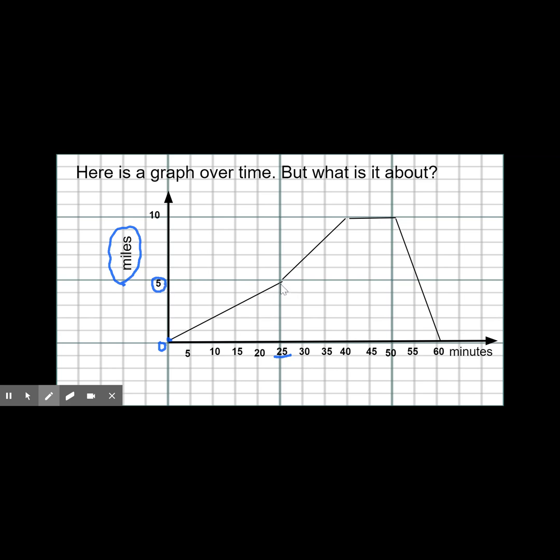In the second section, we continue away from home. Doesn't mean we're climbing a steeper hill, but we certainly are covering the same distance from 5 to 10. So we're covering the same 5 miles, but in a shorter amount of time. It's only 15 minutes, from 25 to 40. We subtract these, we get 15 minutes.